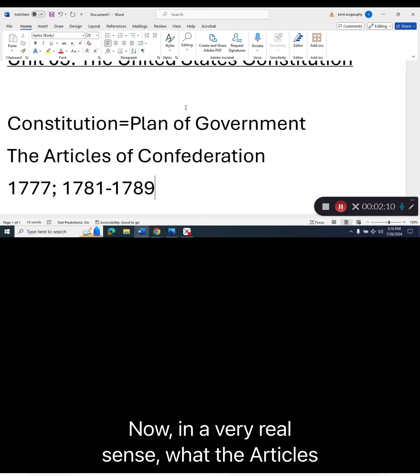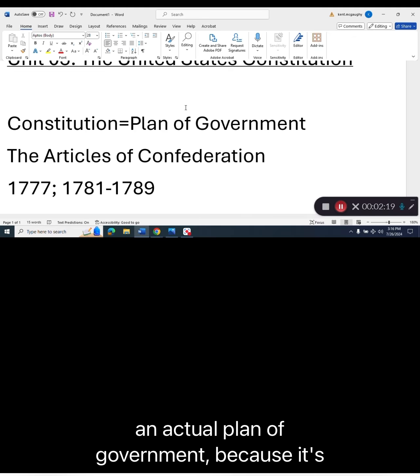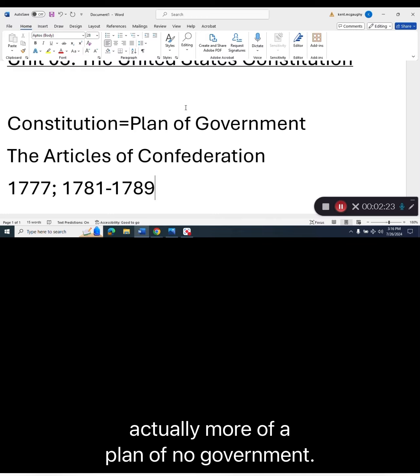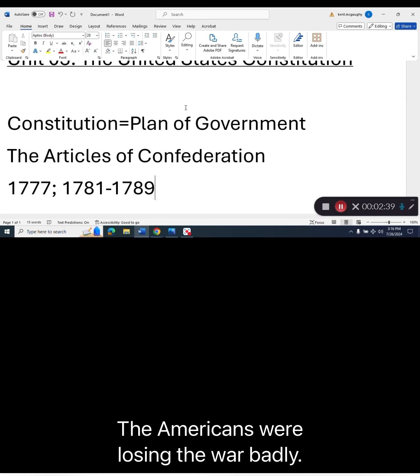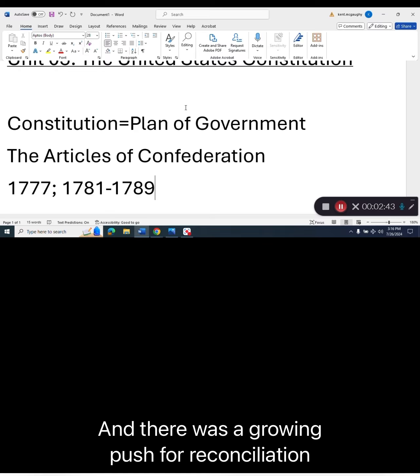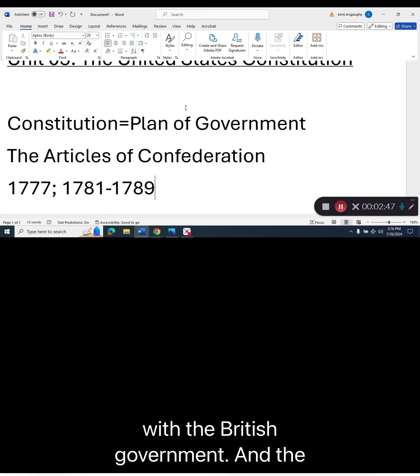Now, in a very real sense, what the Articles of Confederation represented was not an actual plan of government, because it's actually more of a plan of no government. And let me explain what I mean by that. The Articles of Confederation were written at the worst point during the War for Independence. The Americans were losing the war badly, and there was a growing push for reconciliation with the British government.